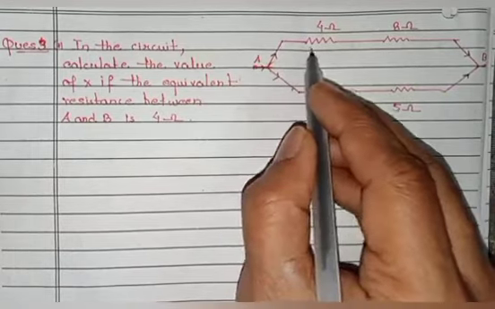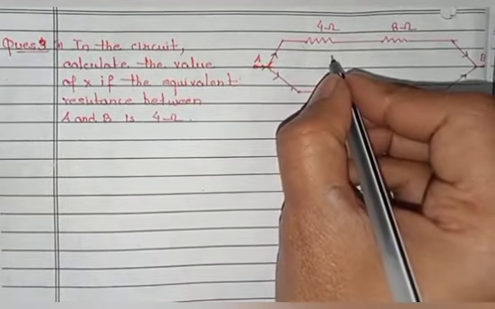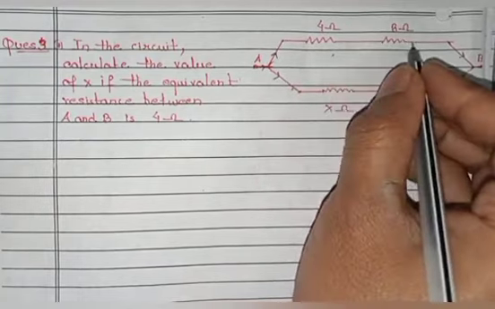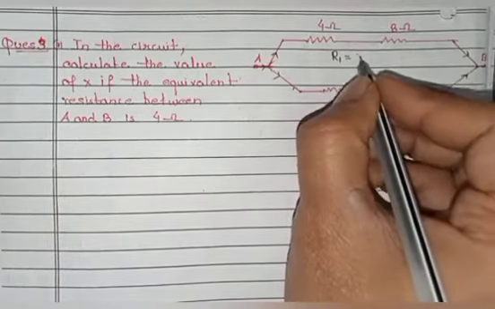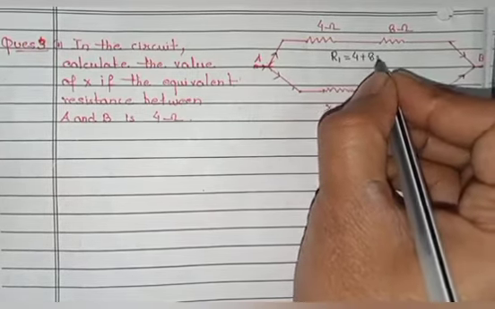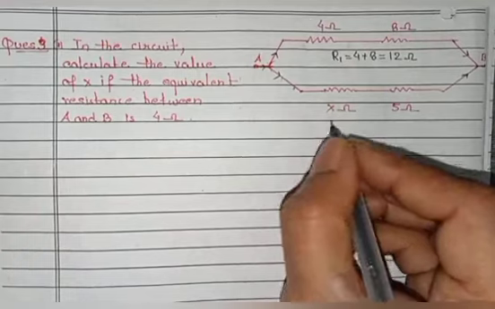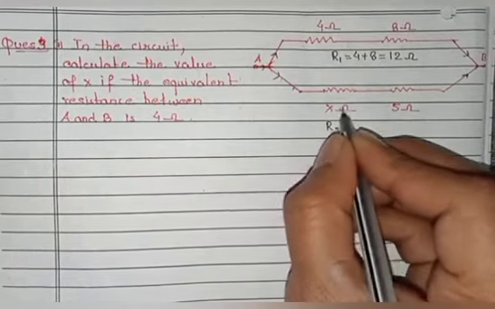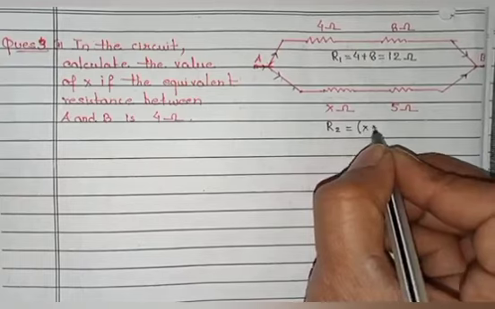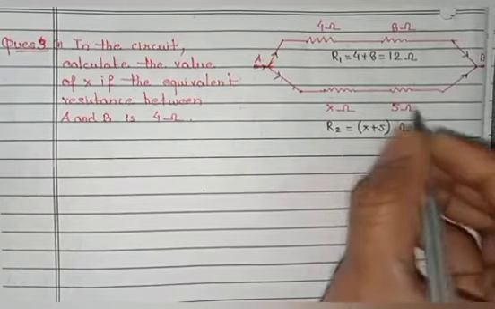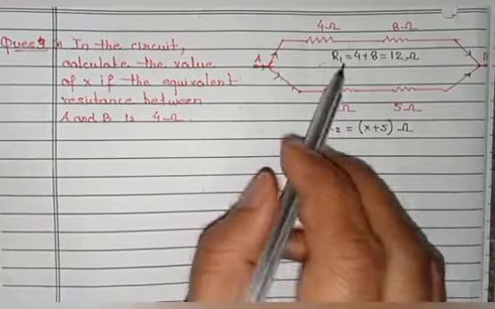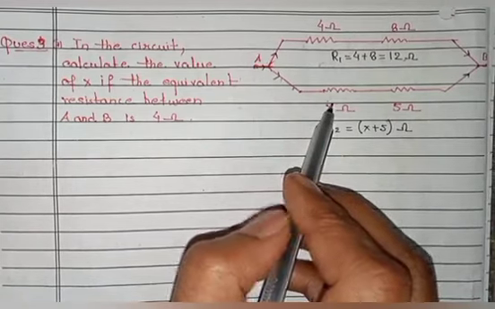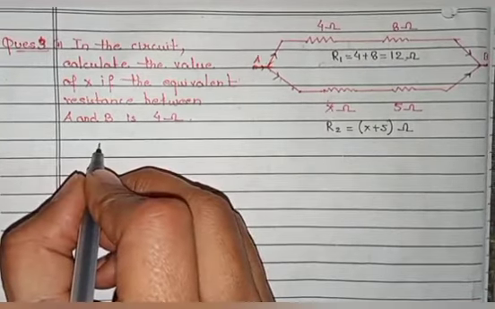So here we are getting two paths. If we go along the first path, then the resistance of the first path will be 4 plus 8, that is 12 ohm. Now if we go along the second path, the resistance will be X plus 5. So we have got the resistance of both paths, the first path and the second path. Now these two paths are in parallel.